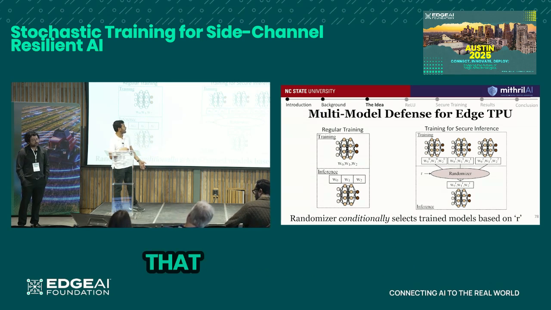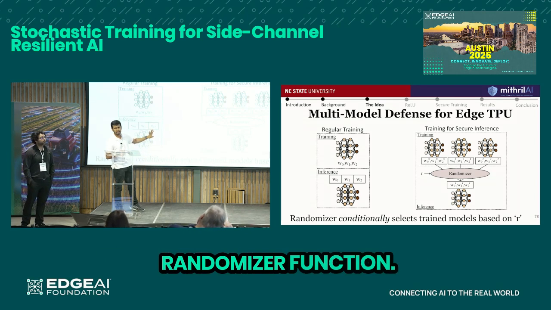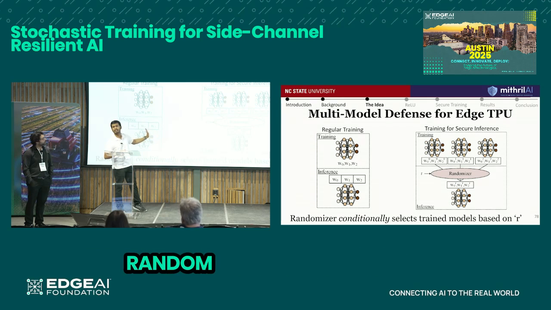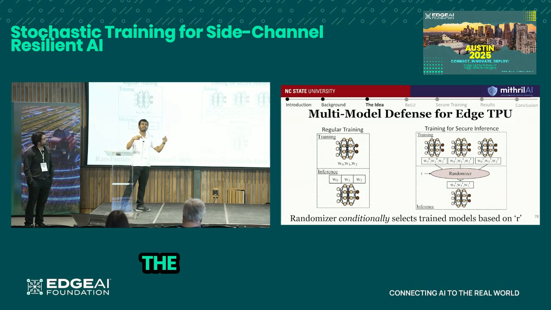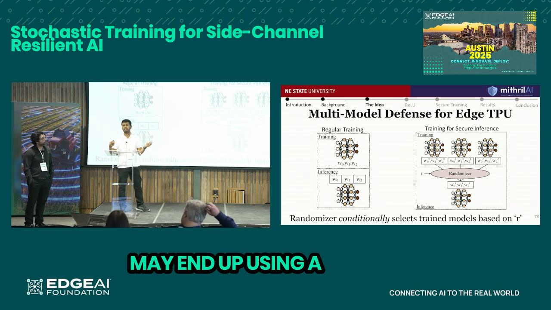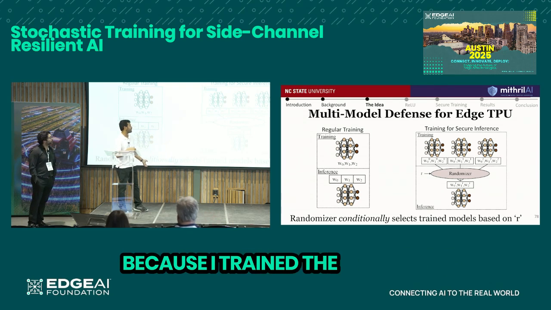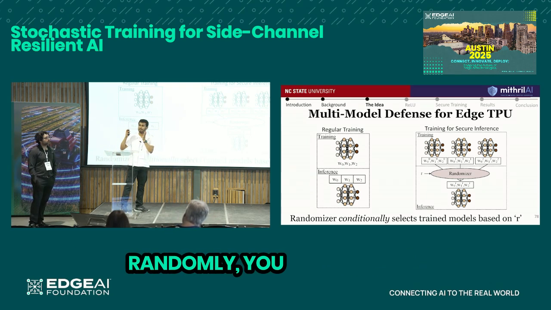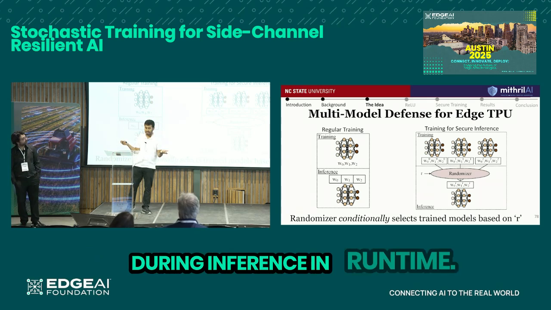And then, that was the training. So we train it thrice, and then when we move to inference, we create this randomizer function. I'll talk about this in detail, but this is just like an if condition. It takes as input some random number r, and based on that value, it will choose one of these three models for each inference. So even if you try to infer the same image twice, you may end up using a different set of model parameters, right? And that's how I'm trying to use that stochasticity. Because I trained the machine learning model multiple times, I don't have to do anything special. It will automatically be randomly tuned. And then all I'm doing is picking and choosing randomly during inference at runtime.